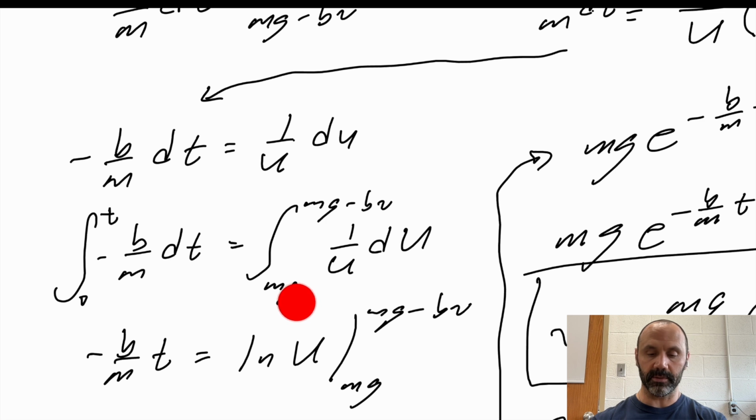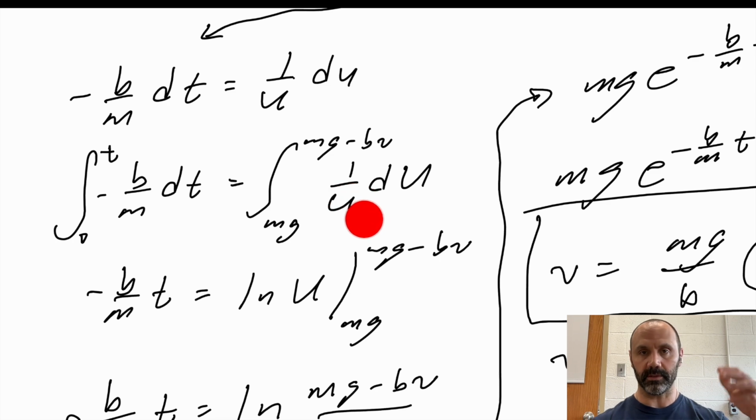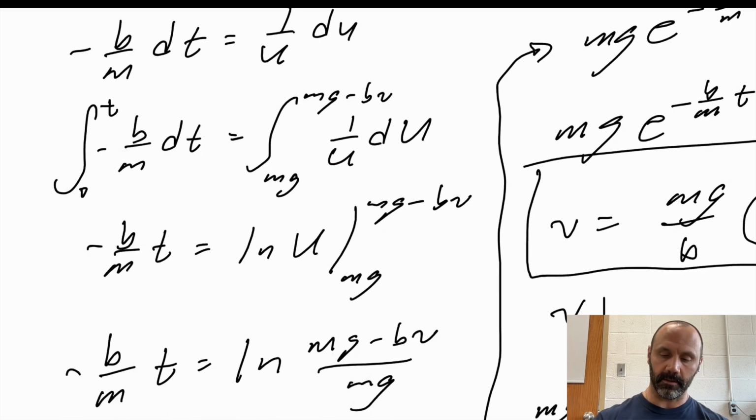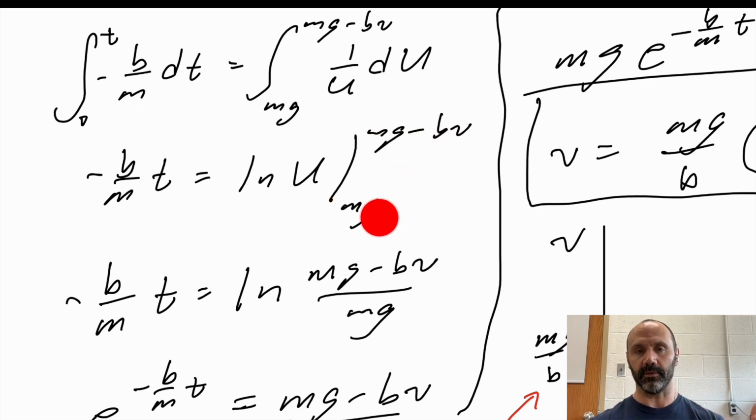On this side, though, the limits, the initial value of u, the velocity initially is 0, right? This is an object that's dropped from rest. So the initial limit is mg, and then mg minus bv, where v is just the velocity at this later time, t. When I integrate this, this ends up becoming negative b over mt, and then natural log, right? The integral of 1 over x is natural log of x. And then I plug in, so this would be natural log of mg minus bv minus natural log of mg, but using logarithmic identities and properties, we can simplify it to this.